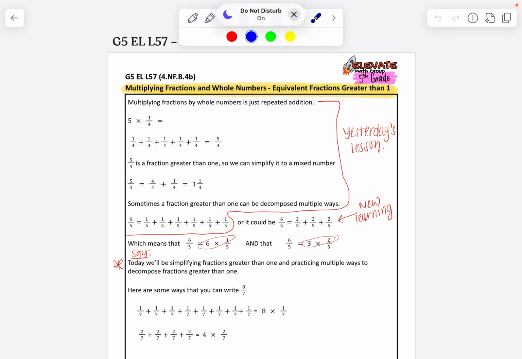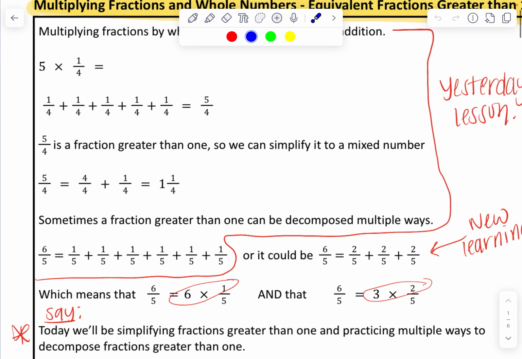Hi everyone, this is 5th grade Elevate, lesson 57 on multiplying fractions and whole numbers, specifically equivalent fractions greater than 1. So in yesterday's lesson, we learned to translate a fraction being multiplied by a whole number into a repeated addition expression, specifically using unit fractions.